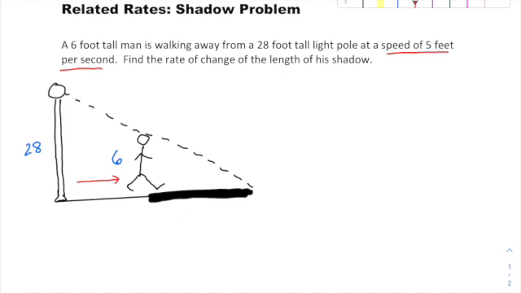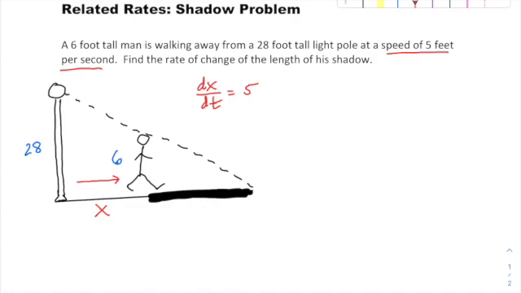So anything that's a rate is a d something dt, right? A derivative value. What part of the diagram is that specifically referring to changing? He's moving in this direction. That's referring to this distance, the distance between the man and the light post. So let's call that x. That way we can say dx dt is 5. And it's positive 5 because he's walking away, so it's getting bigger. If you were walking toward the light, it would be shrinking, and so it would be negative 5.